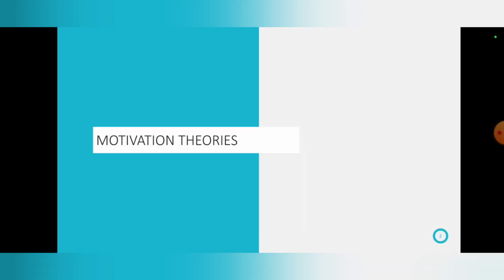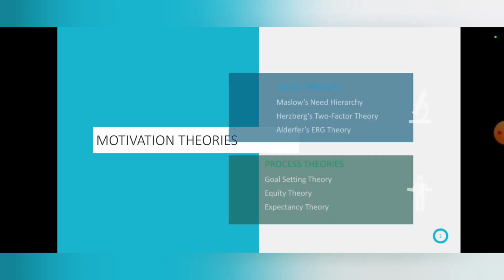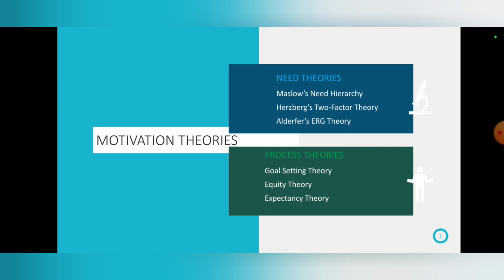So there are two theories or two broad categories of theories on motivation. We have the need theories and the process theories. The need theories of motivation focus on satisfying the needs of employees in order to get the best out of them. And the process theories of motivation look at a systematic approach or a rationale that must be followed in order to satisfy employees to get the best out of them.